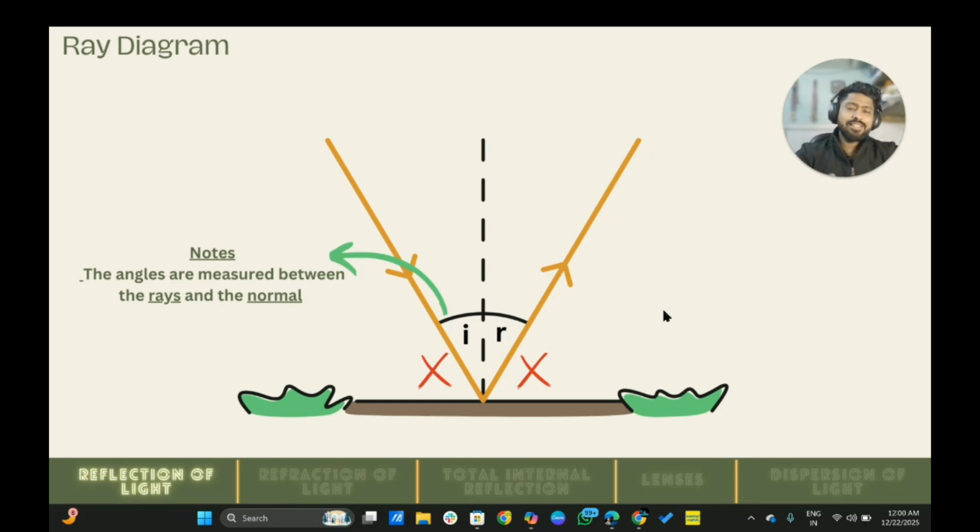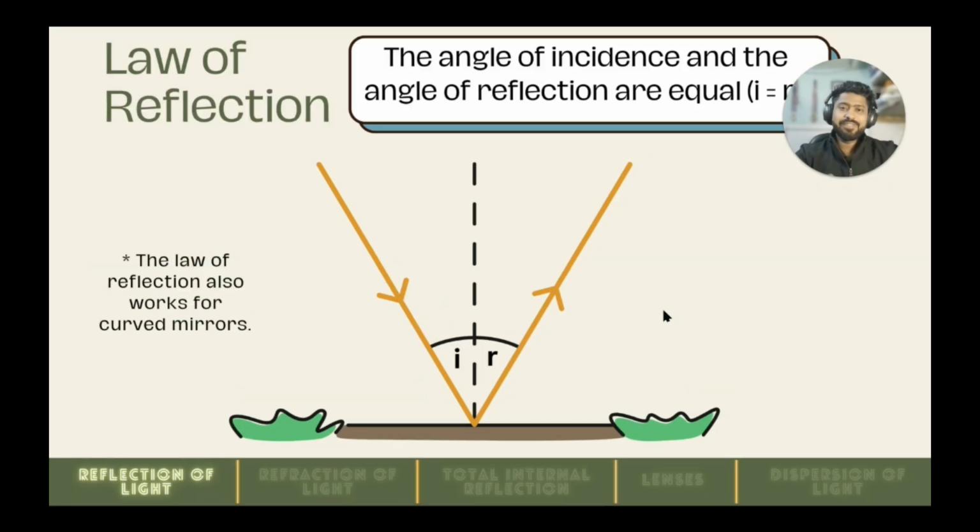Now let us look at the simple law, known as the law of reflection. The law of reflection states that the angle of incidence equals the angle of reflection, and this law applies to the plane mirror as well as the curved mirror. So in this case, the incident ray is I and the reflected ray is R. If we measure the angle I and angle R, they should be equal.